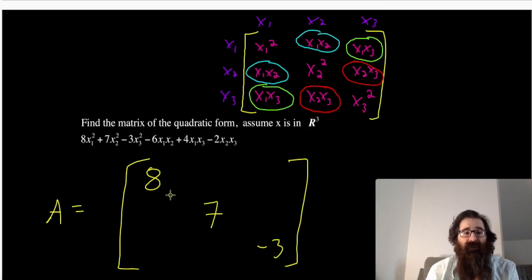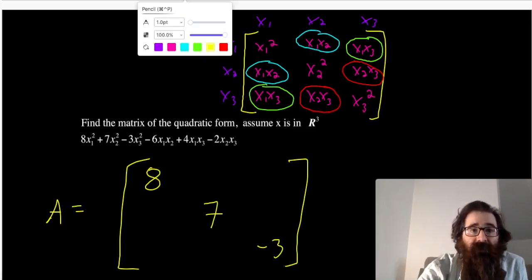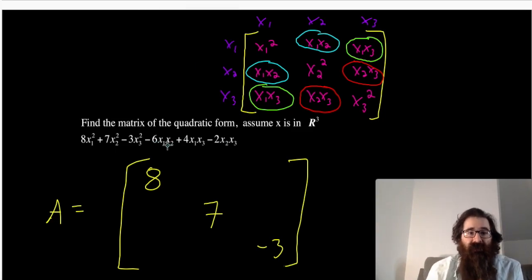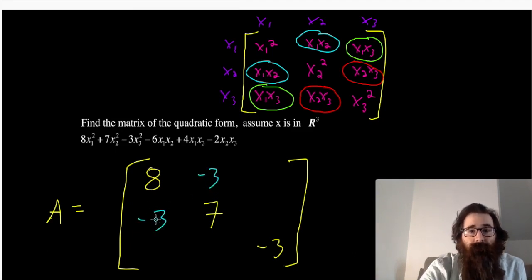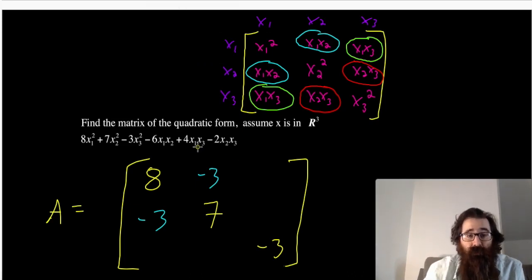But now I want to split the x1 by x2 terms here. And actually, let me color code this because I have them circled in blue. Let's do the baby blue. So it's a -6 x1, x2. Cut it in half. Split it. We're sharing. -3, -3. But what about the x1 by x3 that was in the green? x1, x3's coefficient is a 4. I got to split it in half. I got to share it. That's going to be a 2 and a 2. Cut it in half. 2 and a 2.